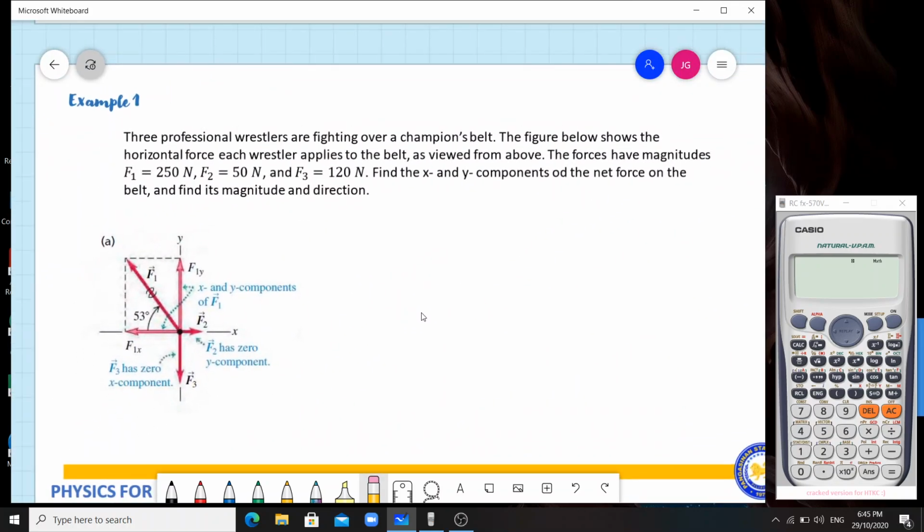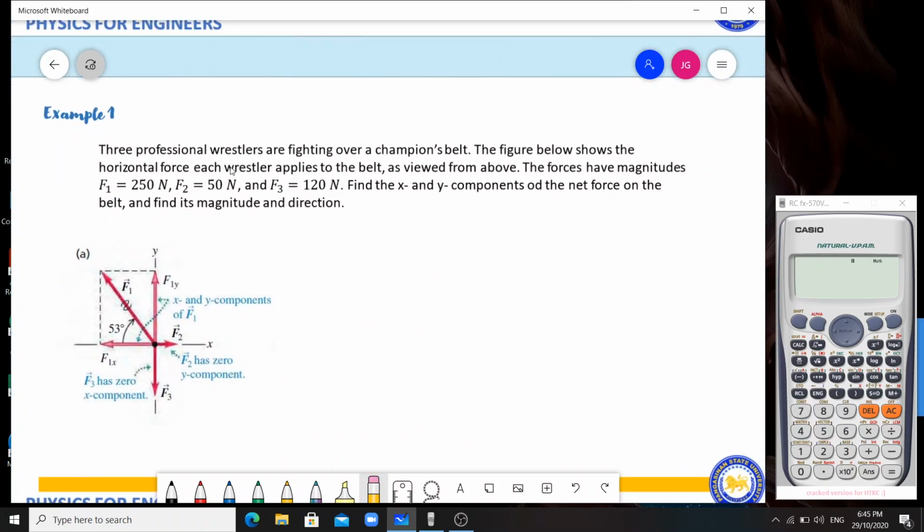Let's apply that in example number one. Three professional wrestlers are fighting over a champion's belt. The figure below shows the horizontal force each wrestler applies to the belt, as viewed from above. The force F1 has a magnitude of 250 newtons and is directed above the horizontal. F2, 50 newtons, is going in the x direction. F3 is going in the negative y direction. Find the x and y components of the net force on the belt, and find its magnitude and direction. Let's solve it.